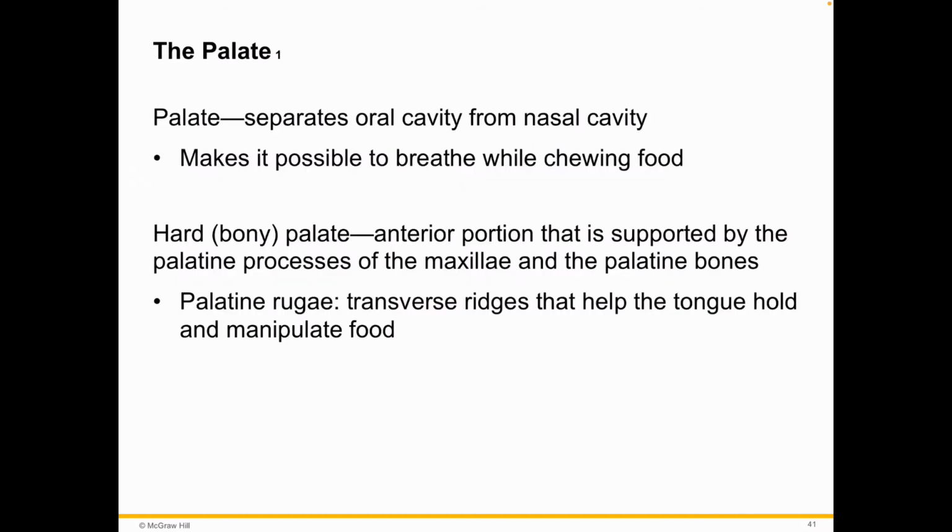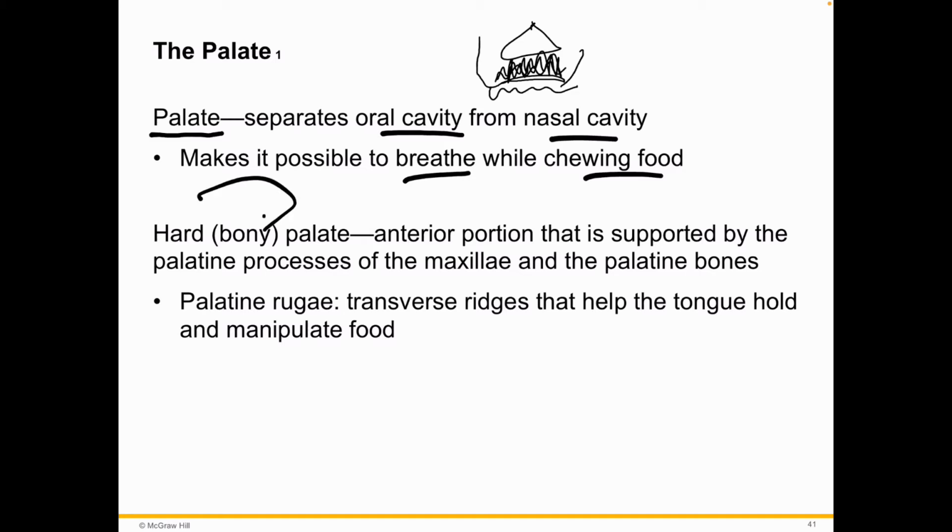All right. So the palate: the nasal cavity and the oral cavity on the maxilla are actually kind of connected, and so this area has to fill in and separate into two components. That's generally what is known as the palate, and it separates the oral cavity and the nasal cavity. In humans, it makes it possible for us to breathe while we're chewing food. So that's super helpful. It's a hard, bony plate, supported by the palatine process of the maxilla and the palatine bones.